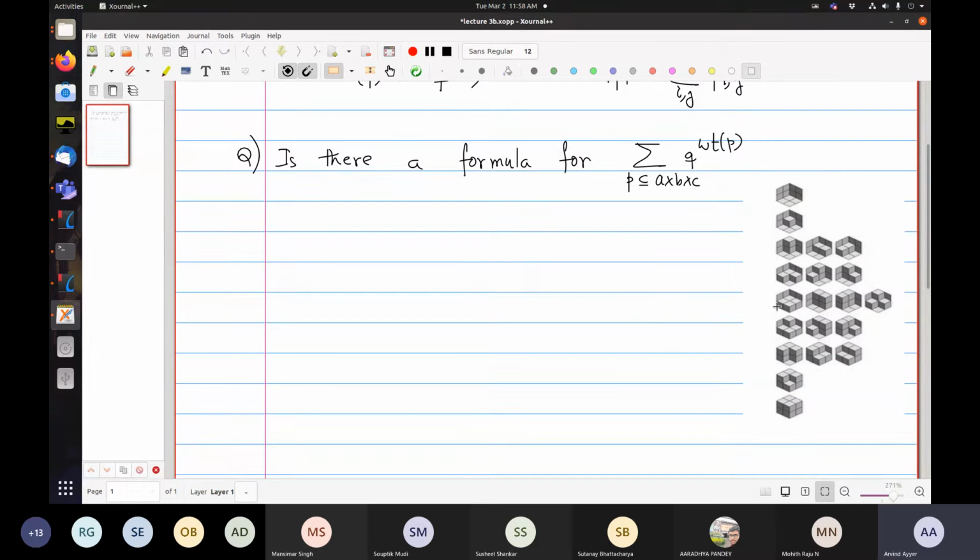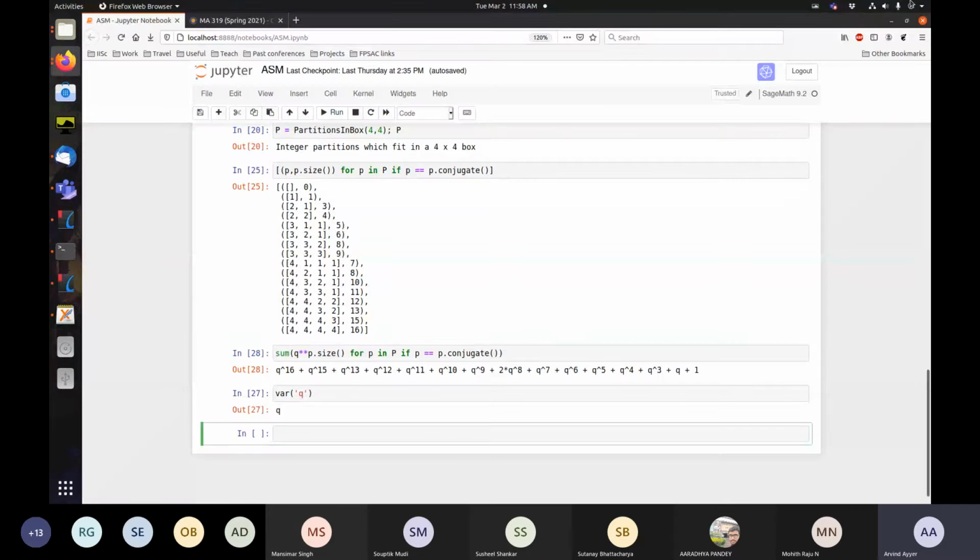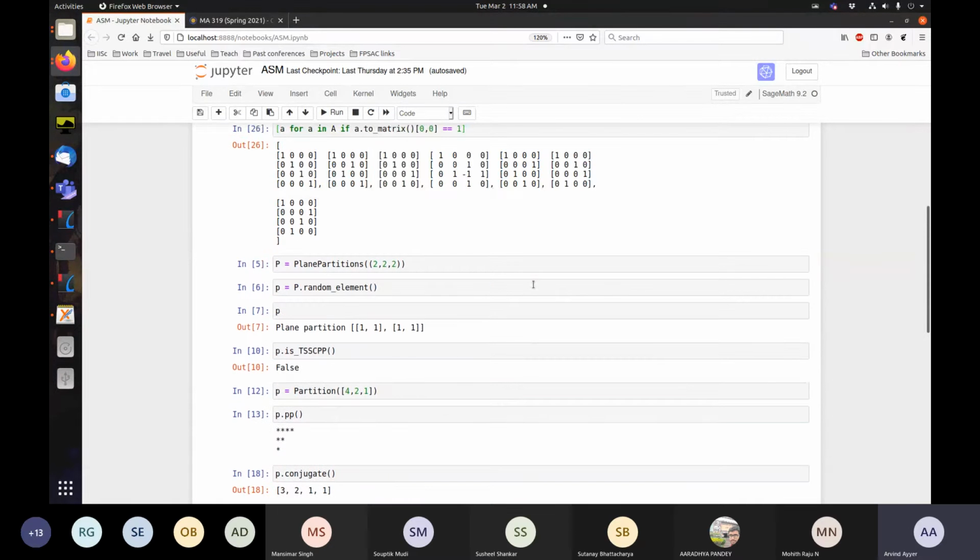Okay, so this was the case of A equals B equals C equals 2. Right? So in this example, now I can use Sage. Just like I did partitions in a box, I already have plane partitions. Sage has plane partitions, and here's a random element. So what I'm asking for is, I've already defined Q, so Q to the P dot size.